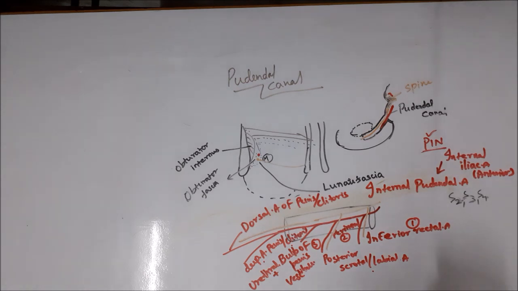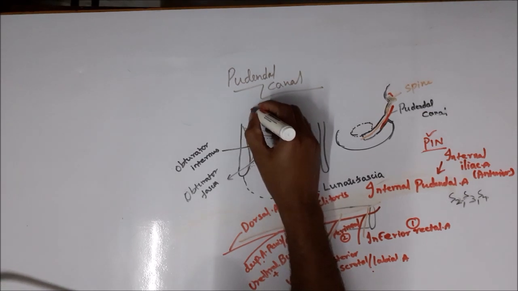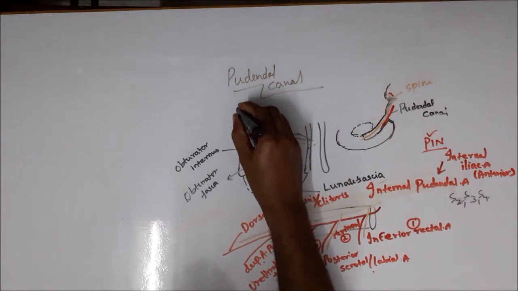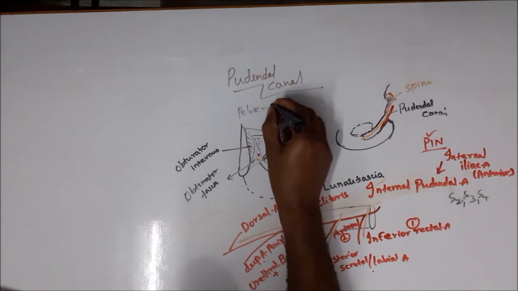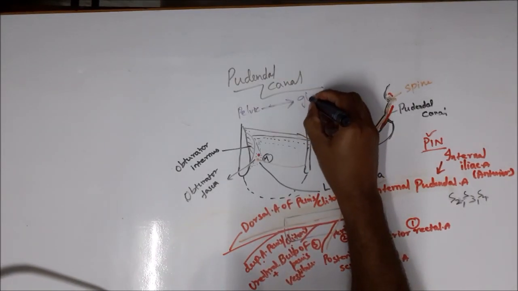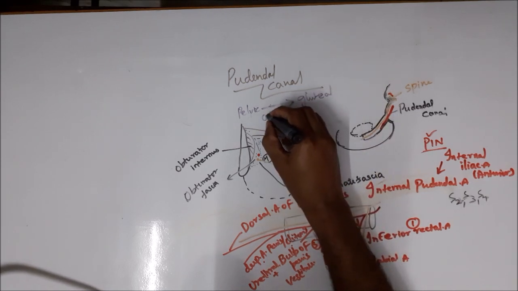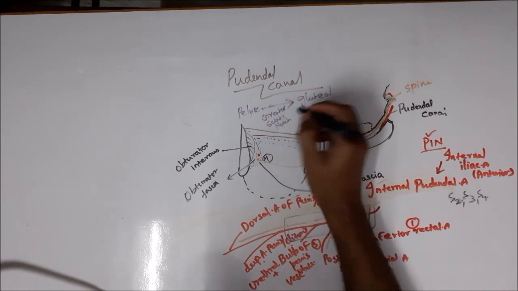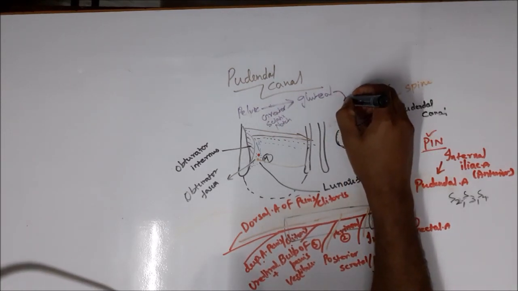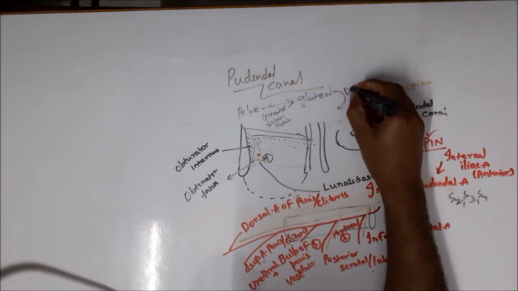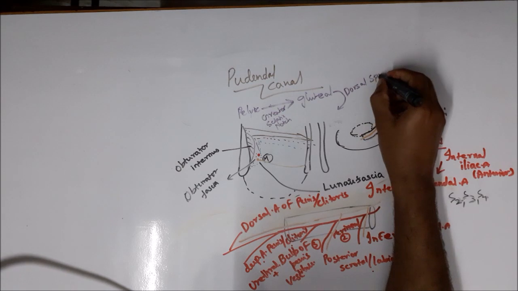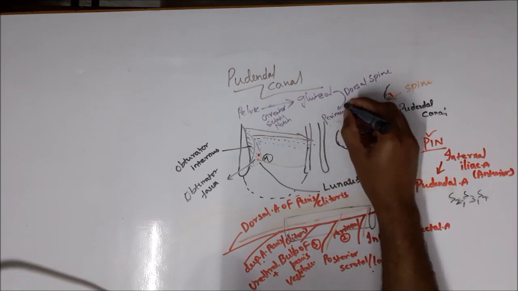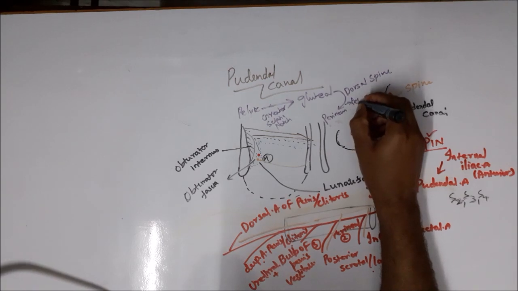So pudendal nerve and pudendal artery, you see the course there. Where are they originating? They are originating in the pelvic region. Then where are they going? They are going into the gluteal region through the greater sciatic notch. Then from the gluteal region, they are turning the course over the dorsal part of the ischial spine, and from the gluteal region they are entering the perineum. So here there is via lesser sciatic notch.